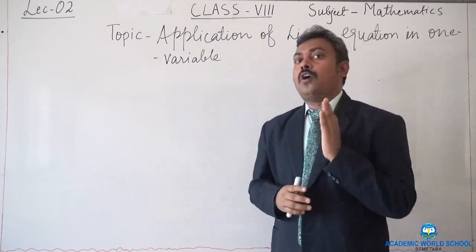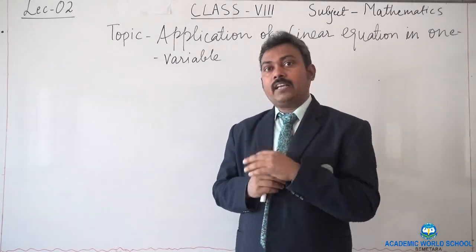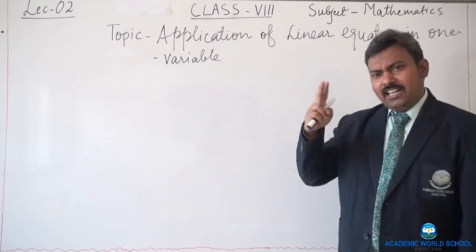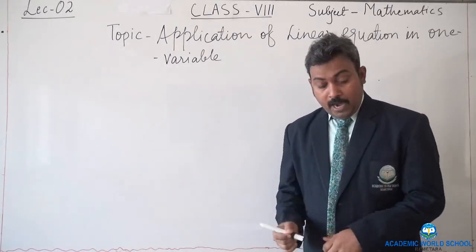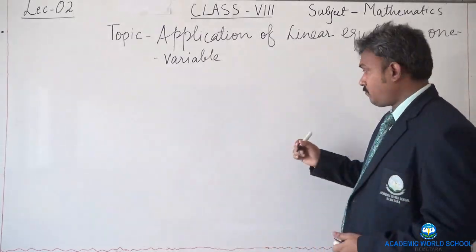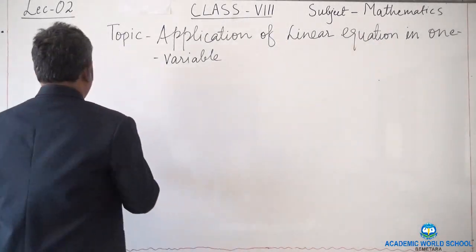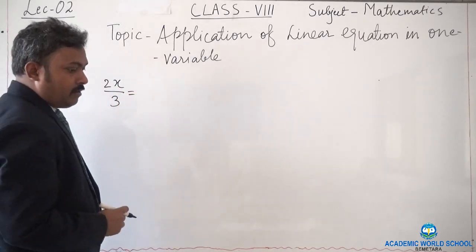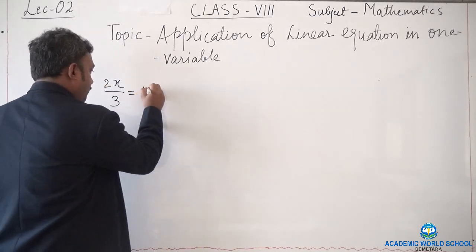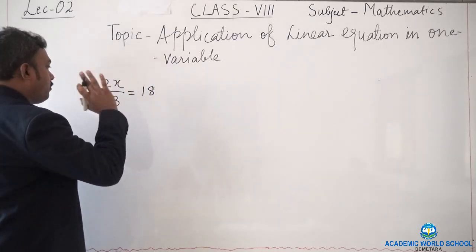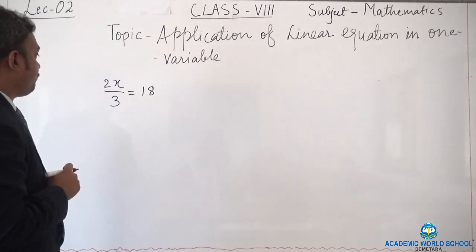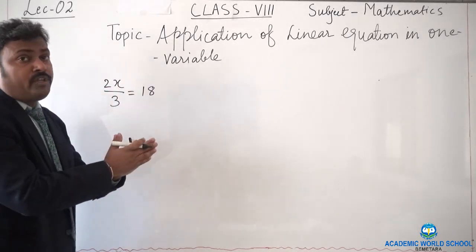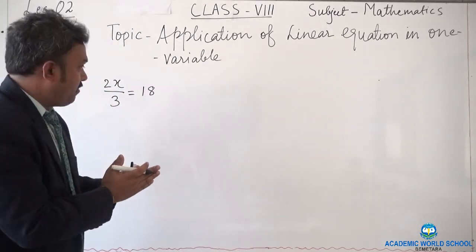Okay, so we need to follow 3 steps. In 3 steps, we can solve any linear equation. Okay, I'll just show you one example here, how we did in the previous lecture. So here, see this equation, 2x upon 3 equal to 18. This is an equation. Okay. So if you see this equation, we do not require to simplify it, right?